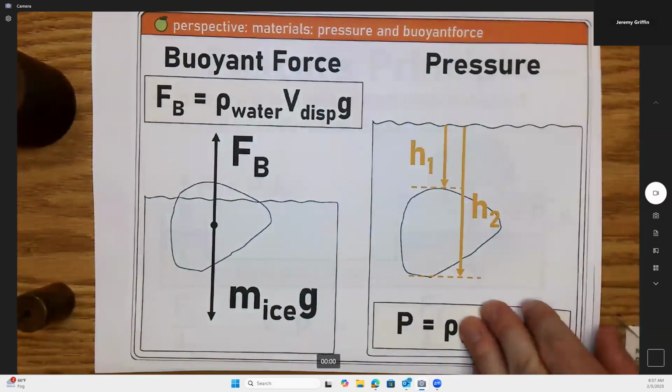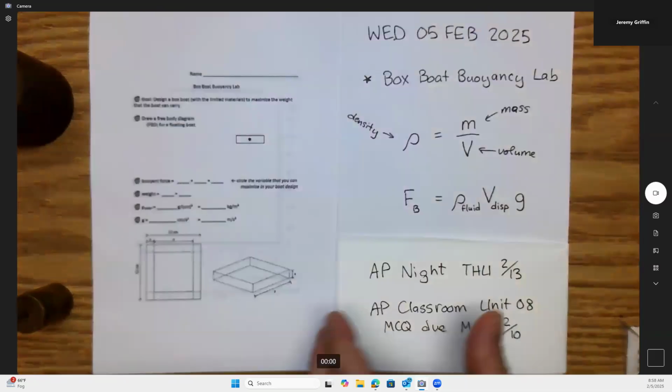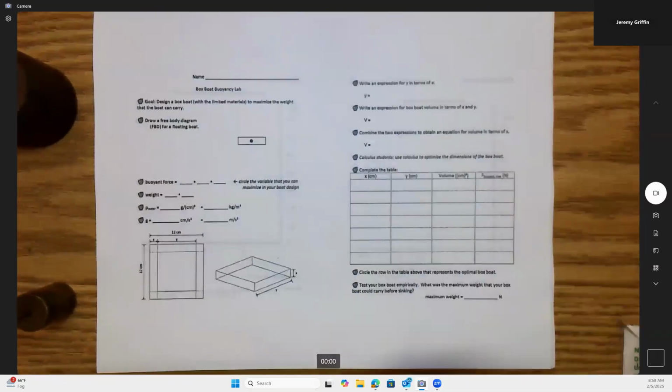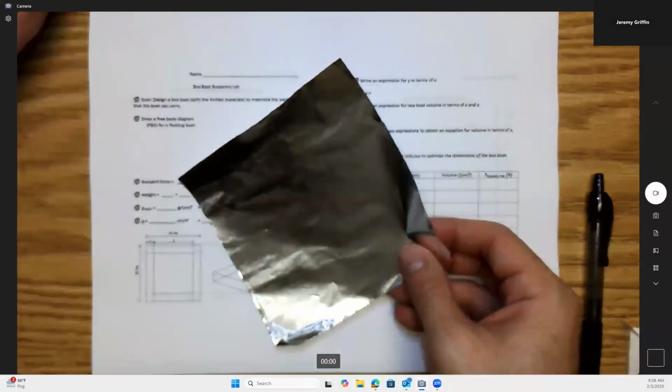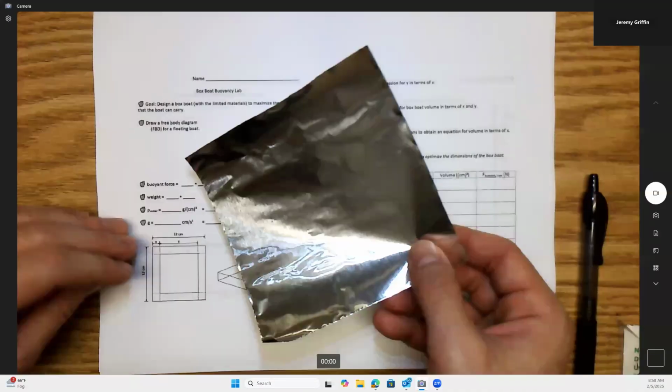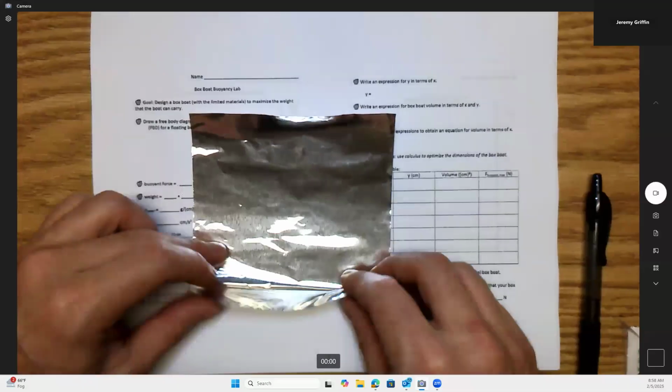All right, let's take a look at this lab. I want to get you guys started so you know what you're looking at. So you guys have these aluminum squares on your desk. If you need more, let me know. I put at least a couple on each desk. You guys have a tub of water. Now, what I'm gonna have you guys do is fold these into little box boats.